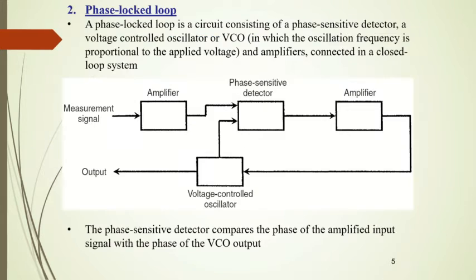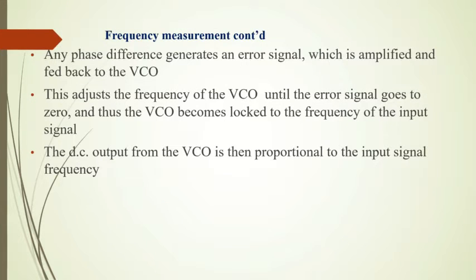When that error signal is fed into the VCO, it sets the VCO to a certain frequency. That is, the VCO is locked to a frequency, and that becomes the frequency of the unknown signal, the one we are measuring. So we are able to obtain the frequency of the signal. Like you see here, the DC output from the VCO is then proportional to the input signal frequency, as in the frequency of the signal we are measuring.